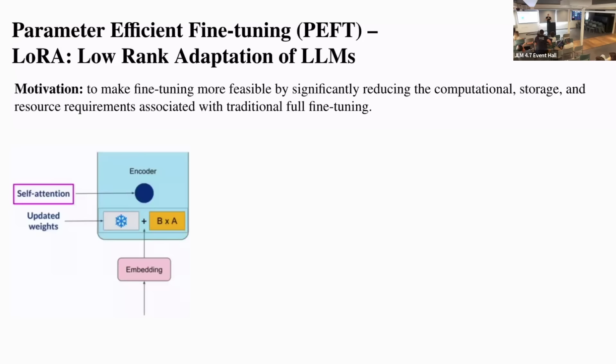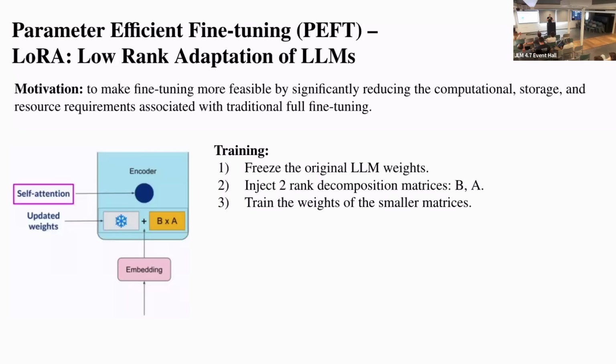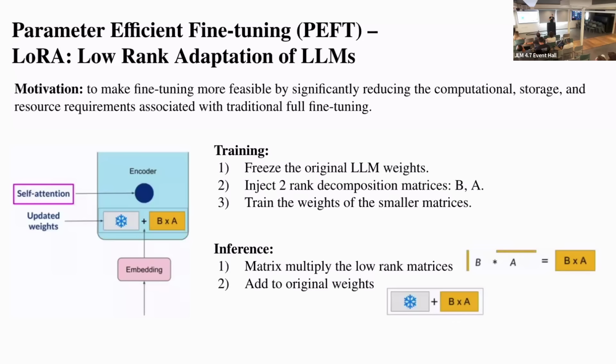And as you can see here in LoRA, we have the frozen weights. We freeze all of the LLM weights. And we have two low-rank decomposition matrices, B and A. And we train the weights only for the smaller matrices. This is in training. And now in inference, we multiply these matrices and add them to the original weights. The multiplication of these matrices is also called the diff weights or delta weights, because these are the weights that we need to move from the original weights to the weights of the fine-tuned model.